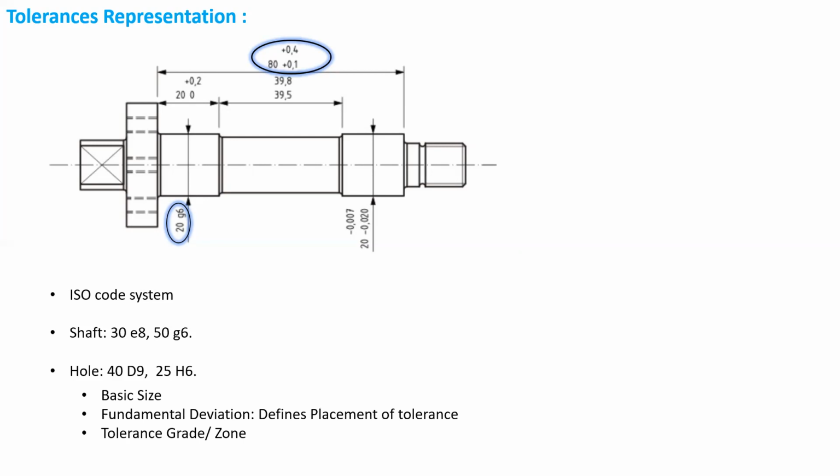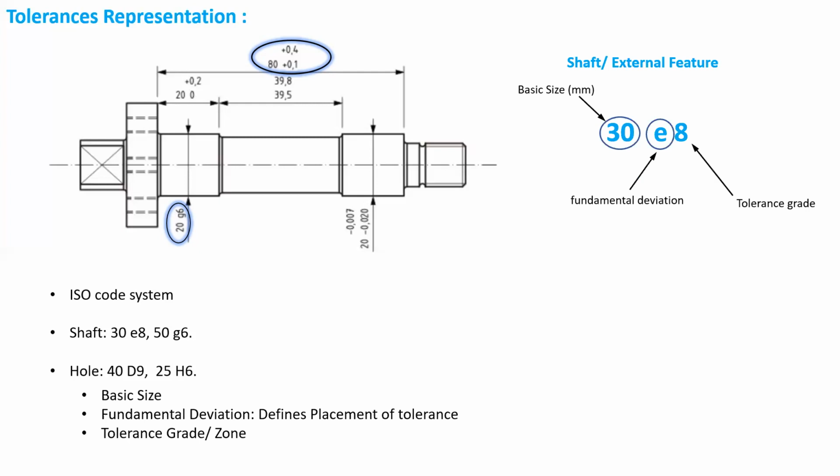Now this 20G6 is conveying three things. One is the basic size, then the fundamental deviation, which might be the lower or upper deviation, whichever is nearer to the basic size, and the tolerance grade. So let's take the example of a 30e8 shaft. 30 in this case is the basic size of the shaft. The lowercase letter e represents the fundamental deviation, and the 8 in the end is giving the tolerance grade. Now we can read what these mean from tables. We'll go to it later.